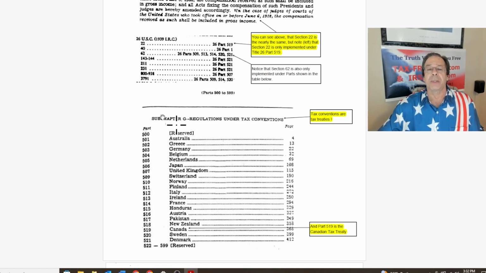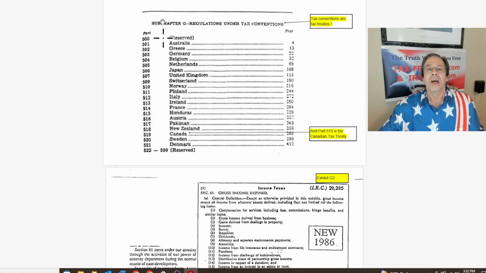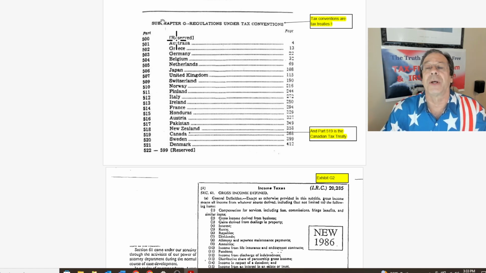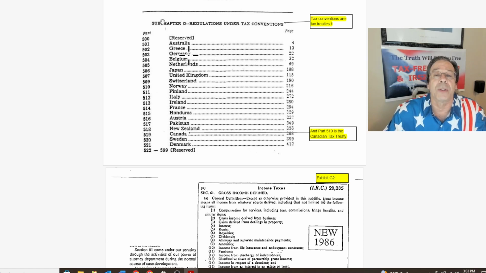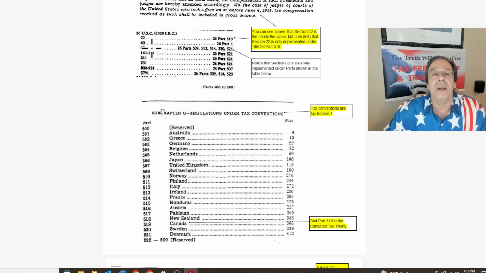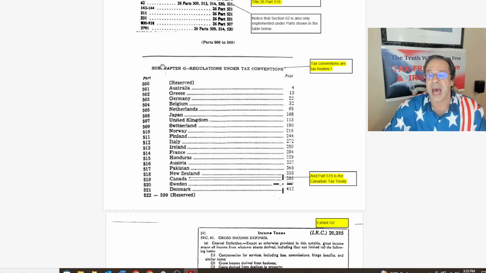Oh, look, the next chapter, subchapter G, shows us that the 500 parts are tax treaties. 501, Australia. 502, Greece. Part 500 is reserved for future use. Who knows what that was, but it's reserved for future use. 501 Australia, 502 Greece, 503 Germany, 504 Belgium, Netherlands, Japan, United States. Every country has its own part. And remember, Section 22, Section 61 is implemented under 26 Part 519. And Part 519 is the Canadian Tax Treaty.